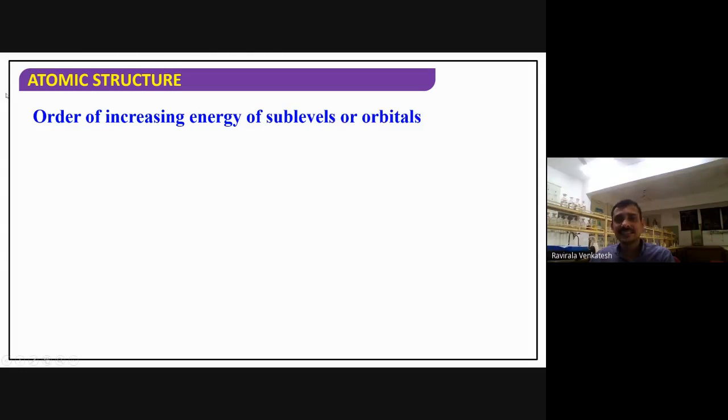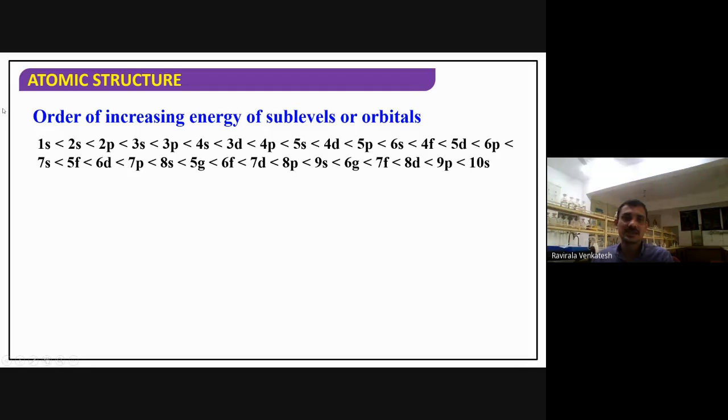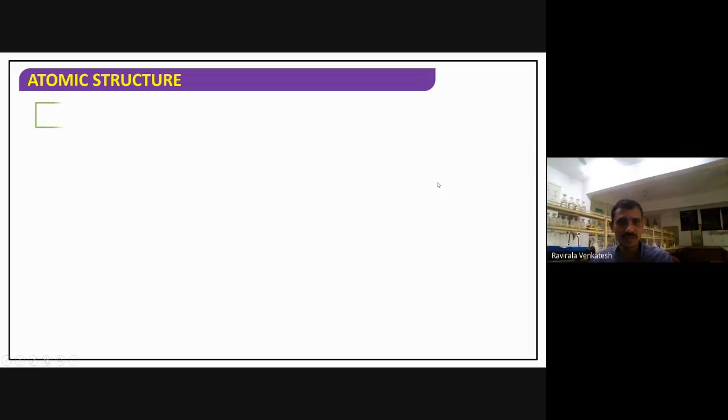This is the order of increasing energy of sublevels. You just observe this one. If you have any doubts, follow the n plus l rule. If n plus l is the same, n must be considered. If n is more, that will be more energy. I think you understood this one. Very simple it is.